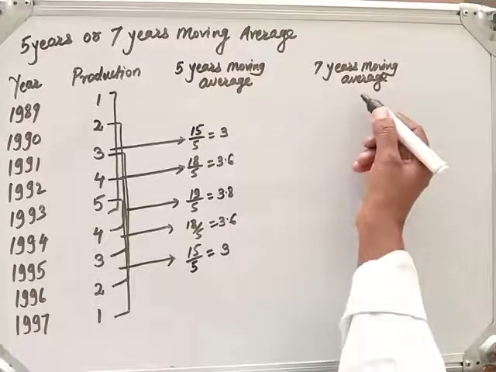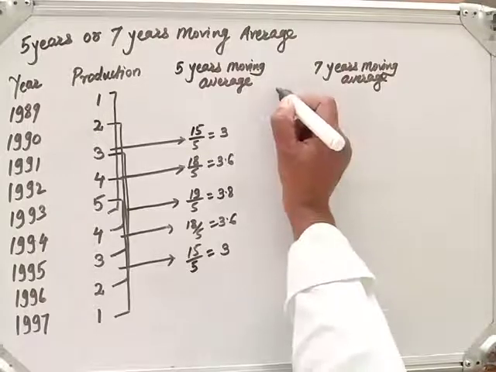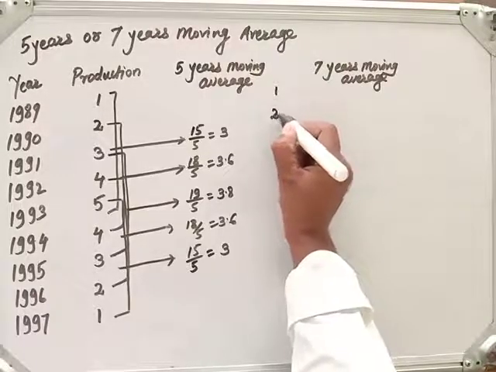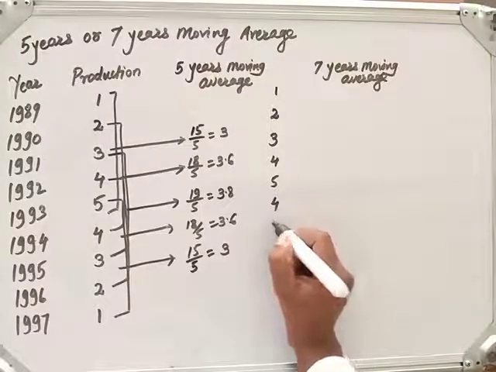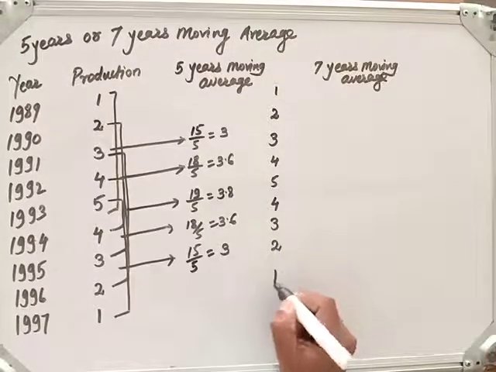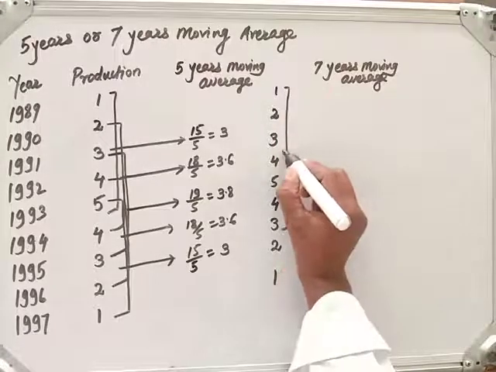Now for 7 years, what are the moving averages? Let me write the productions here for your understanding: 4, 5, 4, 3, 2 and 1. So first we have to take the first 7. These 7.